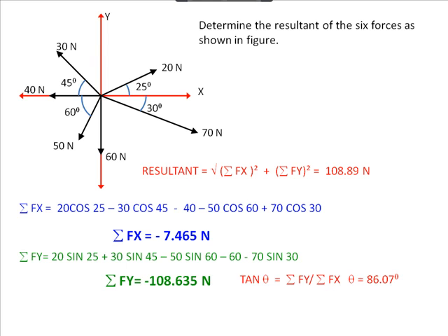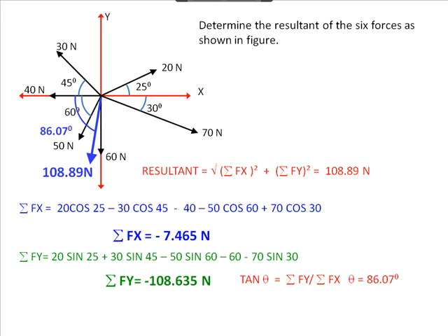And if you want the angle of inclination, all you do is sigma fy by sigma fx. That will be tan theta. Take tan inverse and you will get the angle, which in this case comes 86.07 degree. But merely leaving the answer like this is not enough. We need to show it on the figure. And if I try to draw it on the figure, it will look like this.